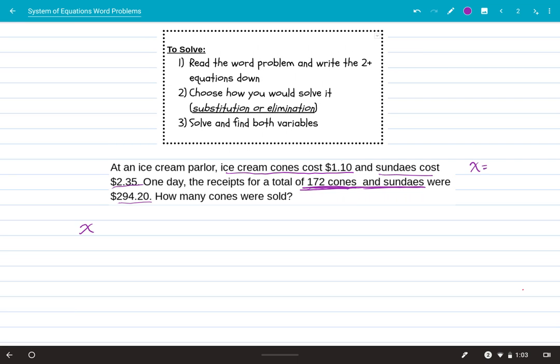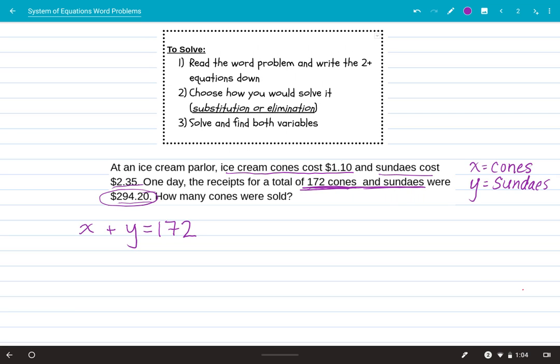So for our first equation, before we even do that, we're going to say that X is our cones. Or you can use C for cones and S for sundaes. It doesn't really matter which one you choose, but we do want to write down what we're using because we want to know what X and Y is. So we're buying 172 cones and sundaes. We don't know how many of each, but we know it's going to be 172 if we added them together.